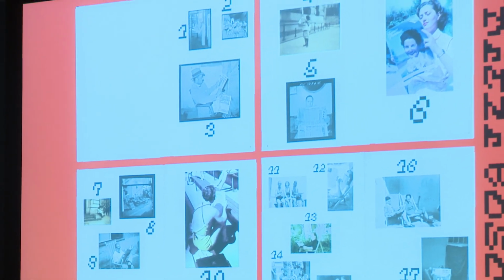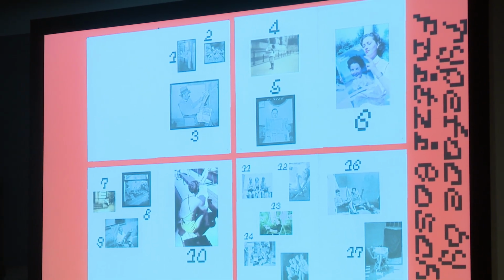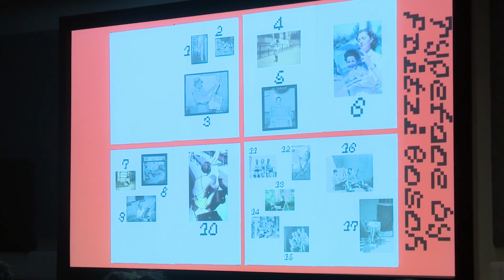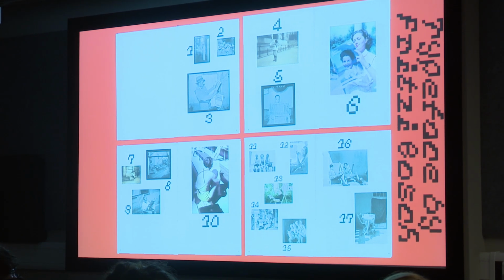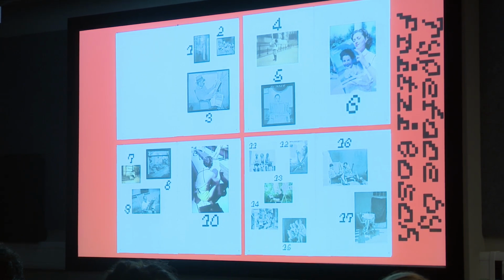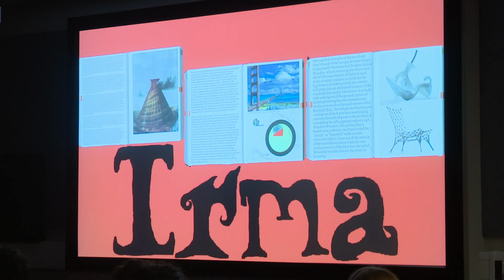I used the tools again in this book to create a simplistic graphic economy in which each page has an equal amount of type and an equal amount of image. The more images per page, the smaller they become, and the smaller their accompanying numbering.